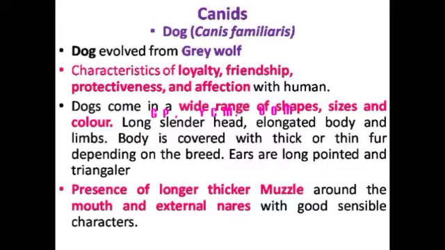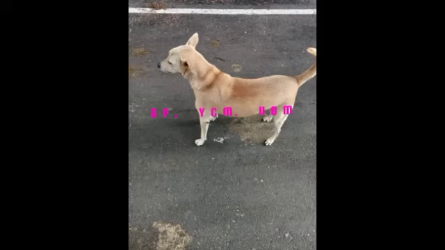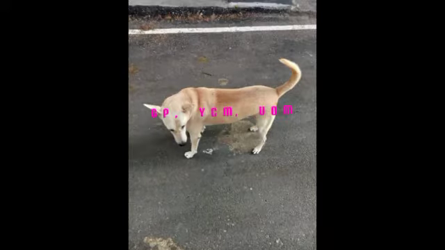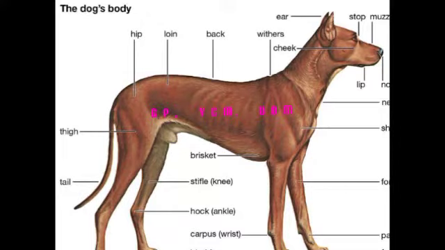It possesses a long slender head, an elongated body and very strong limbs. The body is covered with thick or thin fur depending on the breed of the animal. Ears are long, pointed and triangular in shape, with a long, thicker muzzle around the mouth and external nares, which are very good sensory structures. You can see this muzzle, which is nothing but vibrissae, found in canids. Okay, so this is about the dog.